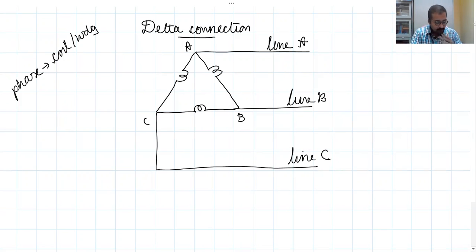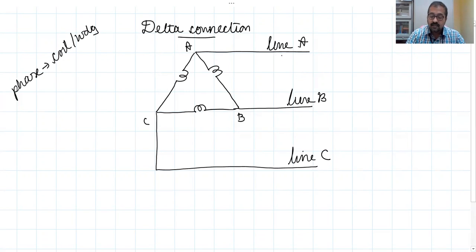So these three coils are identical. That means the voltage generated will also be identical. The voltage between the two lines is called the line-to-line voltage. Since it is symmetric, the voltages will be equal in magnitude and displaced by 120 degrees. So what do you mean by line voltage? Line voltage is the voltage between two lines.